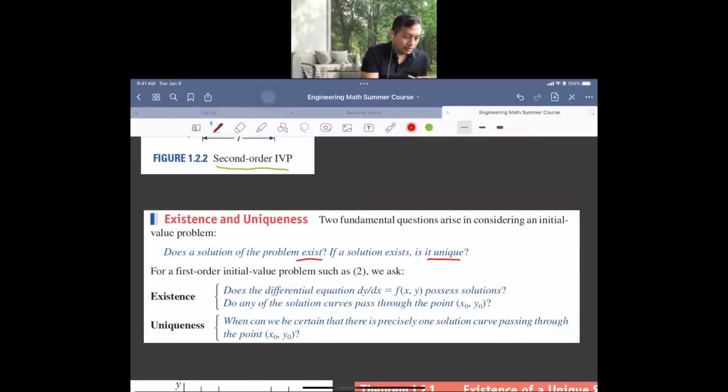So what does this mean? The first, the existence, asks whether the equation, this DE, has a solution or not. And then whether the solution passes through this x0, y0. And then unique is when we can be certain there will be precisely one solution curve that passes through the point, that we call unique, okay, unique.